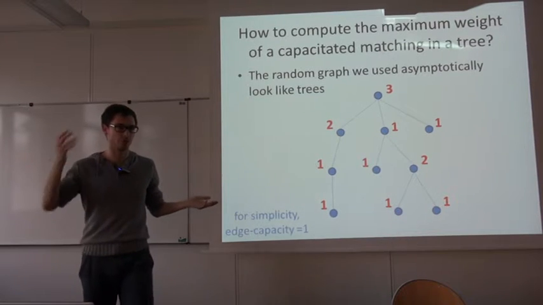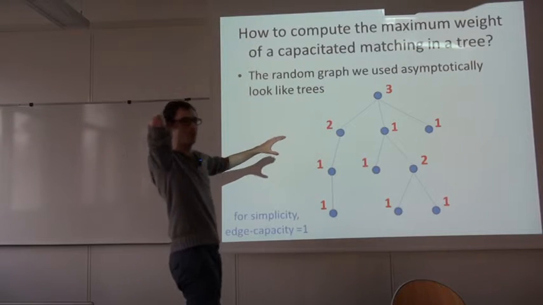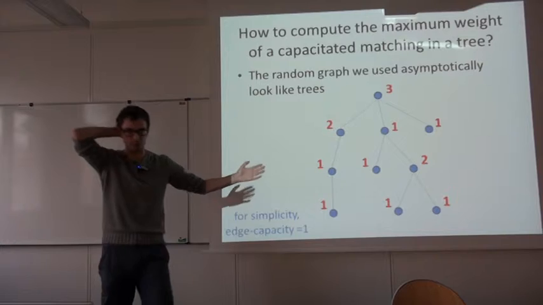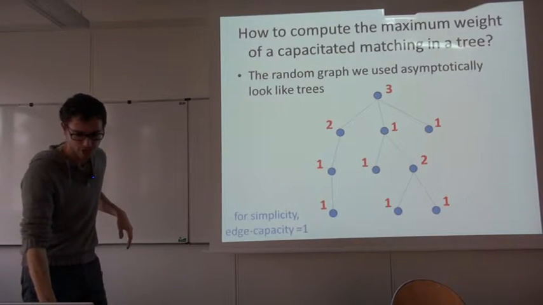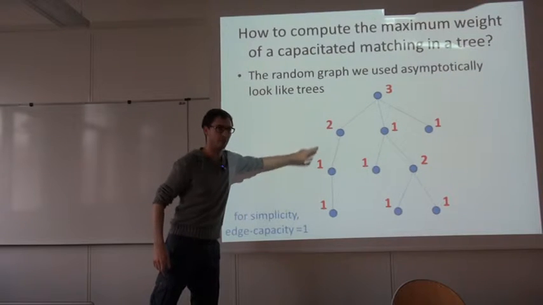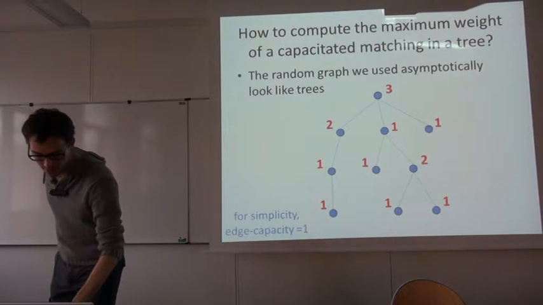A Galton-Watson tree, actually, if you know what it is. So for a start, we'll just look at what happens on finite trees. How would you compute the maximum size of a capacitated matching on a finite tree? Here I put a tree with vertex capacities in red, and I will just choose edge capacities equal to 1.